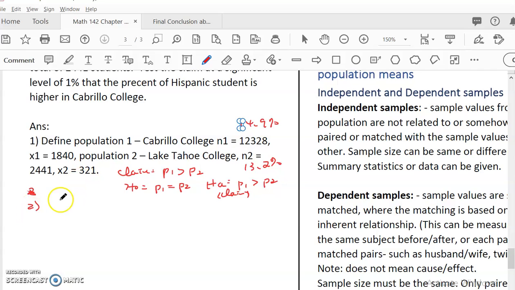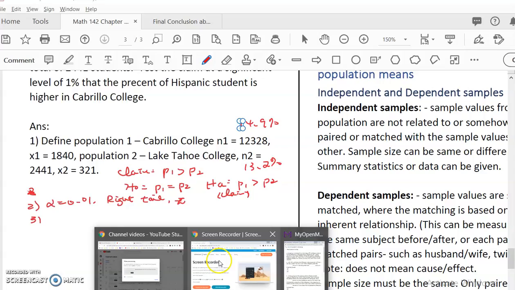And then do we have alpha? Well, our alpha is actually 0.01. For ones, we usually use 0.05. This is a right tail test. When we do the alternative hypothesis, we have to make sure that we use greater than, and we use z because it's proportion. Then the third step is to find the p-value and test statistic by using StatDisk.